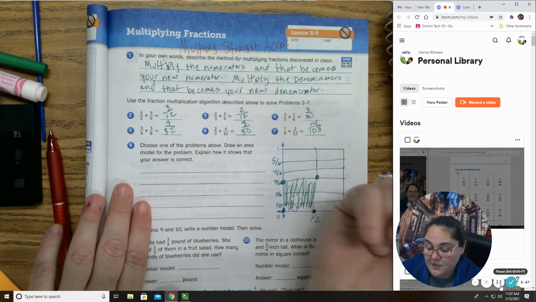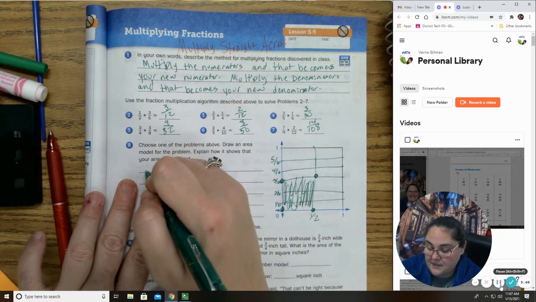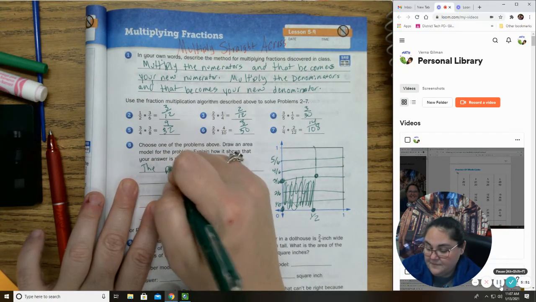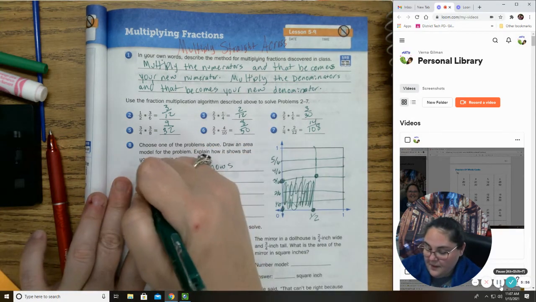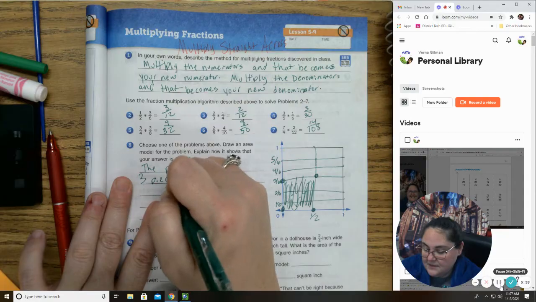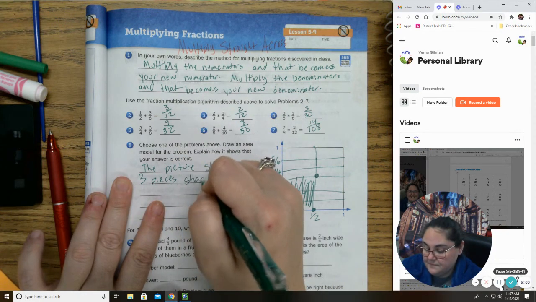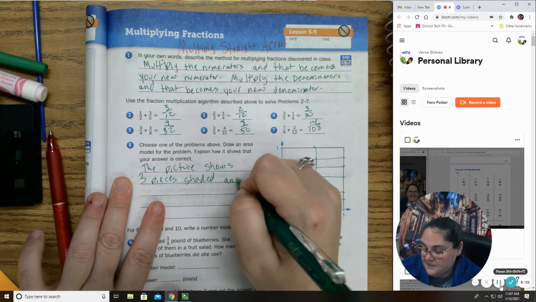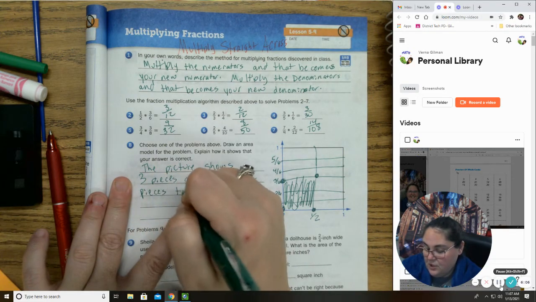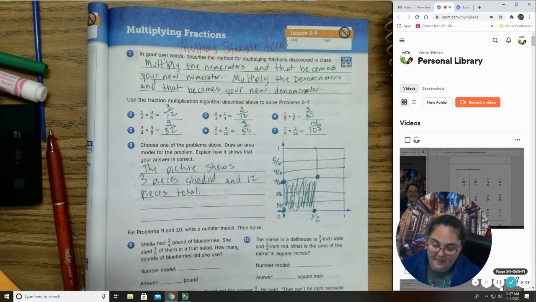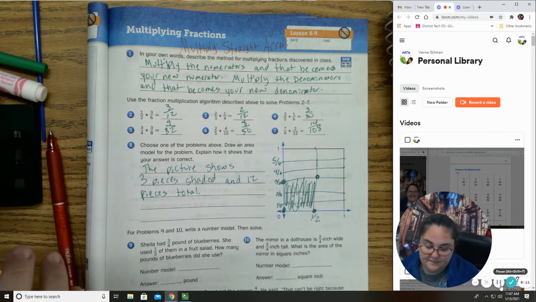So explain how it shows that your answer is correct. The picture shows 3 pieces shaded and 12 pieces total. That's how I would word that answer.